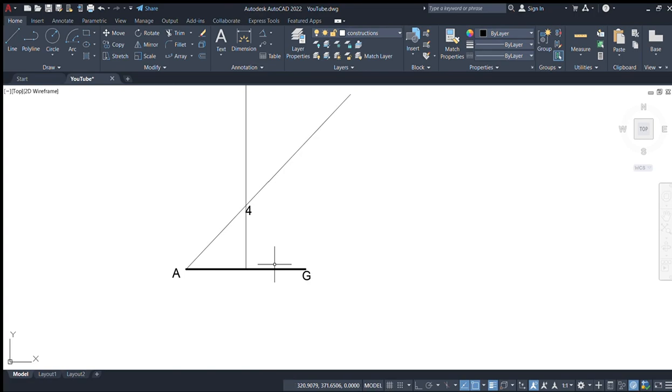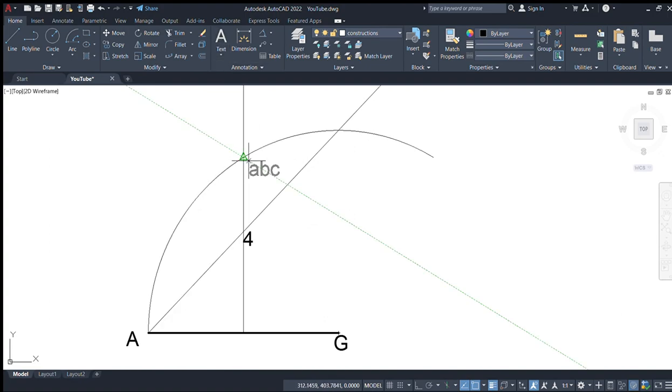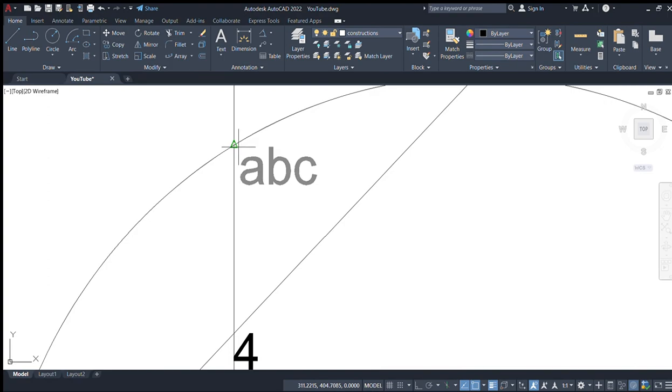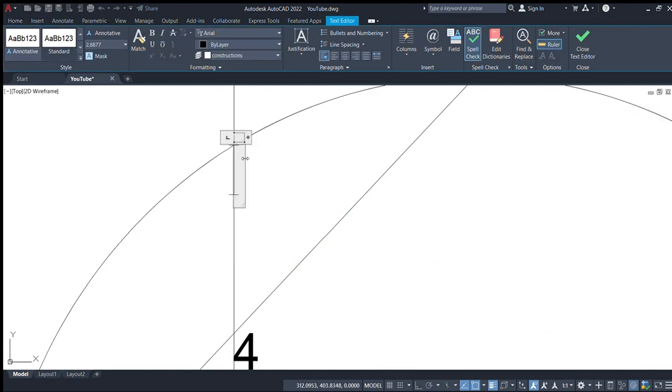Next, from G at the center, construct angle 60. So we want to construct angle 60 from G to cut our line bisector at point 6. So this point, call it 6.